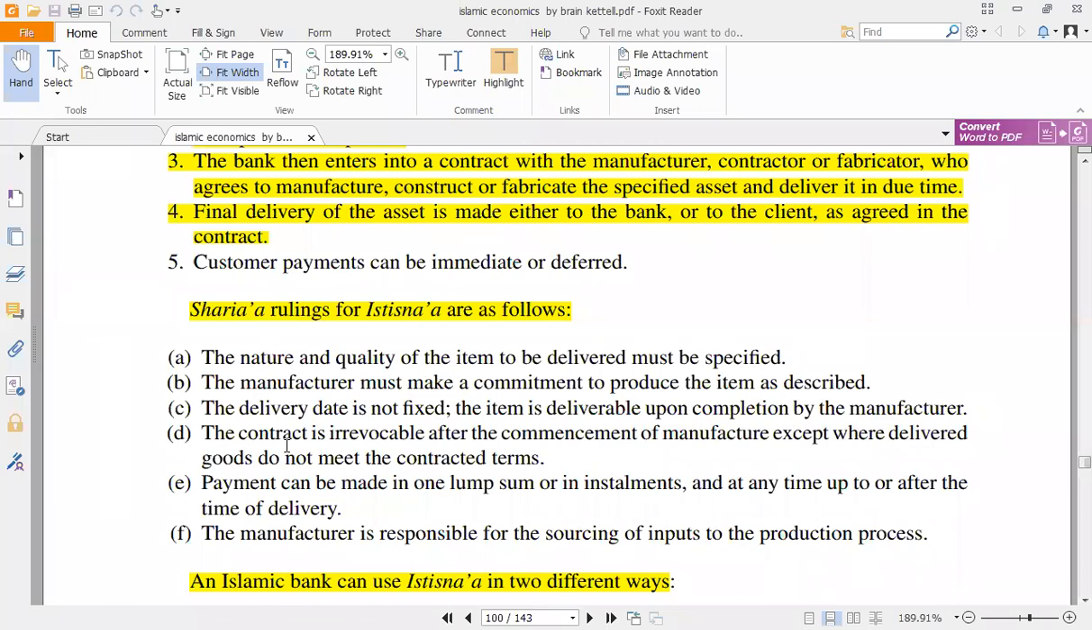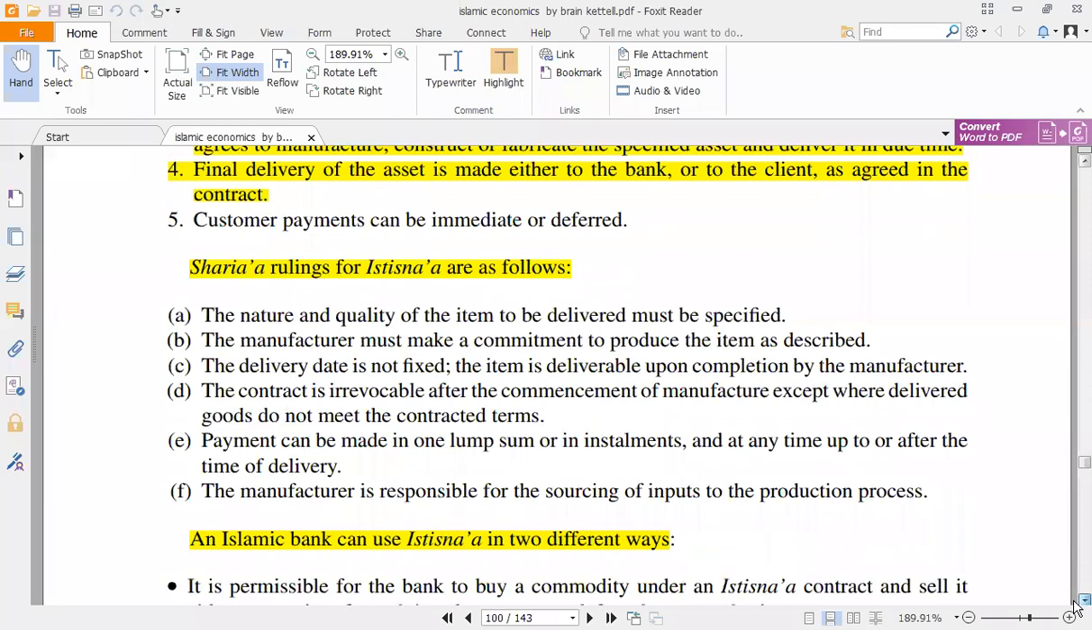So here, manufacturer is responsible for sourcing of inputs to the production process. Here, bank just provides the fund, but sourcing, buying inputs and buying materials, it is the headache of manufacturer. So manufacturer is responsible for sourcing of inputs to the production process. The bank is not responsible. So these are the 6 features of Istasna contract.